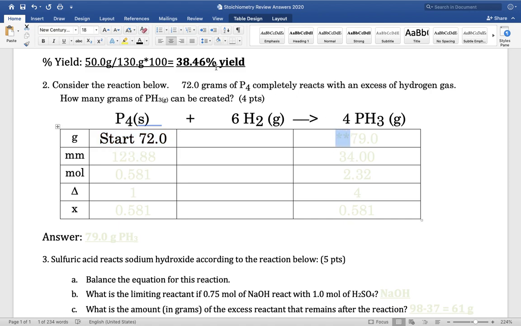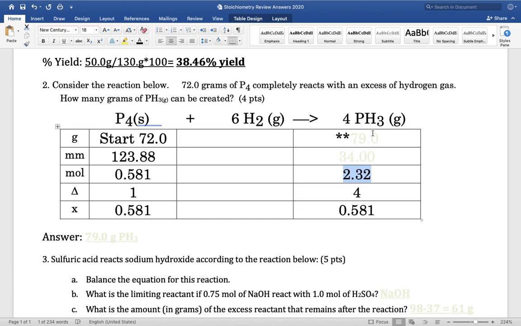Finish line, the PH3. So, molar mass, add 4 phosphoruses together to get 123.88. 72 divided by that number gives us a 0.581. There's a 1 in front of the phosphorus. So simple math, division, still gives me 0.581. Carry that number over, and we get 0.581. Now we're going up, so we multiply by 4 to get 2.32.